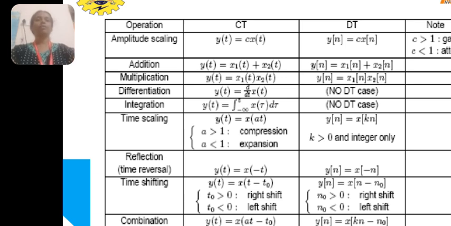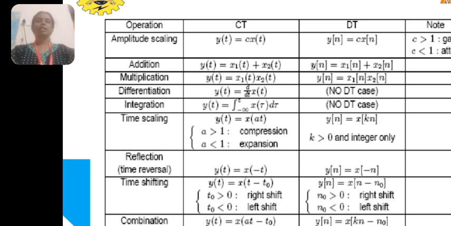And similarly for the discrete case also. Differentiation is applicable only for continuous time signals. Why? Because the differentiation is done with respect to change in time, whereas in a discrete time signal we can't have a continuous change over the time axis, therefore that is not applicable for discrete time signals. And similarly integration also: y of t is the integral from lower limit to upper limit of the function x of t dt, whereas this is not applicable in the case of discrete time signals.